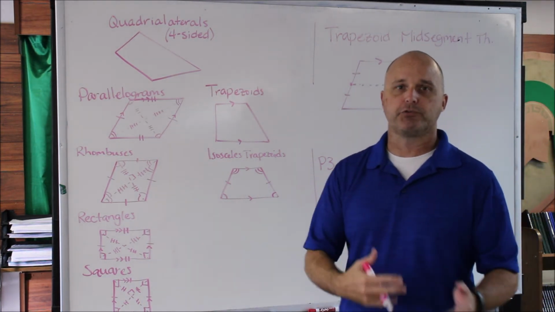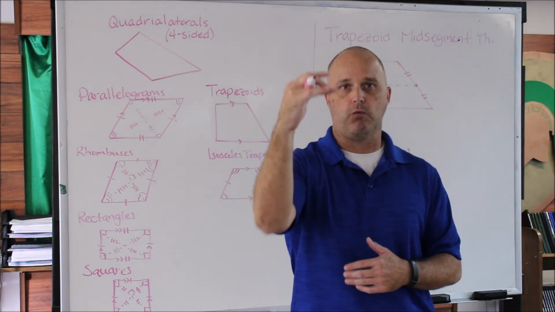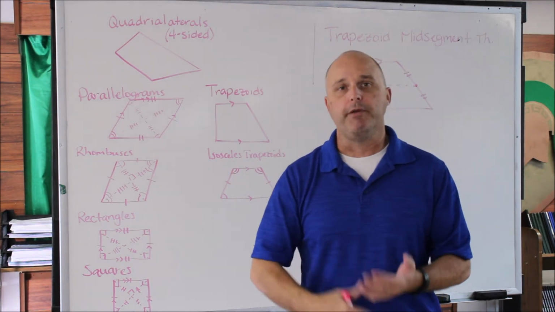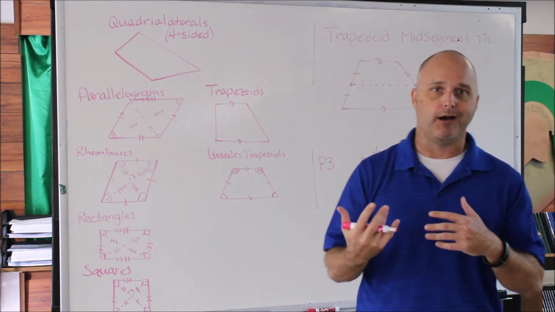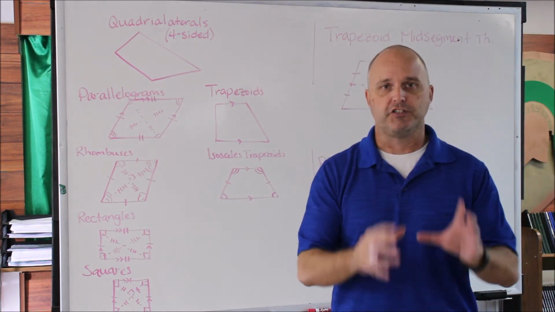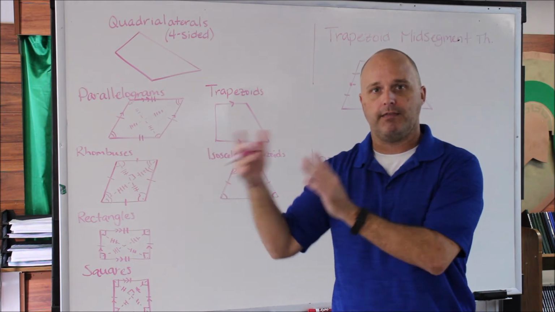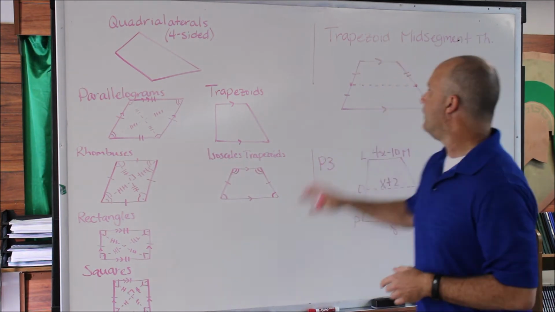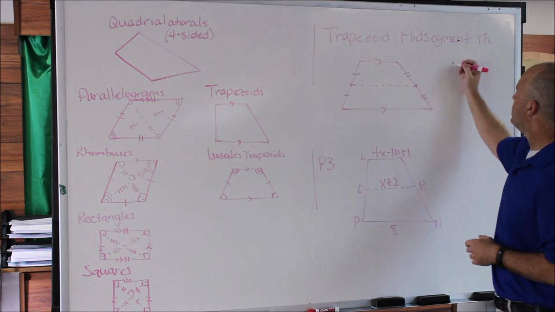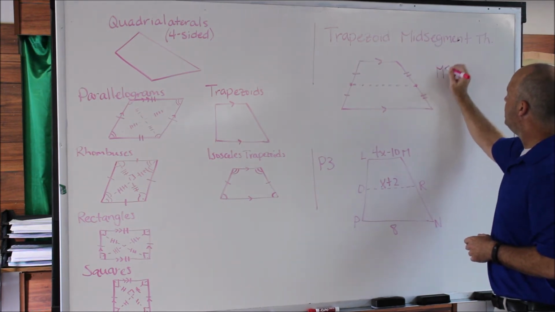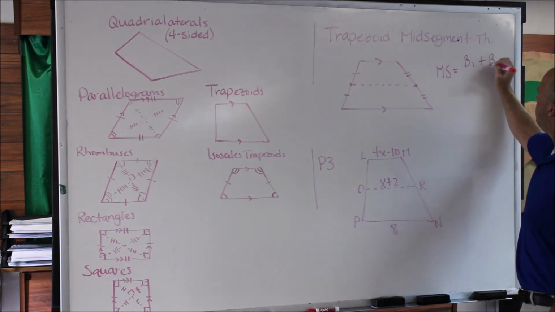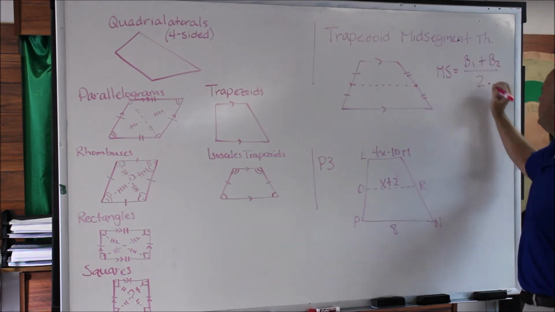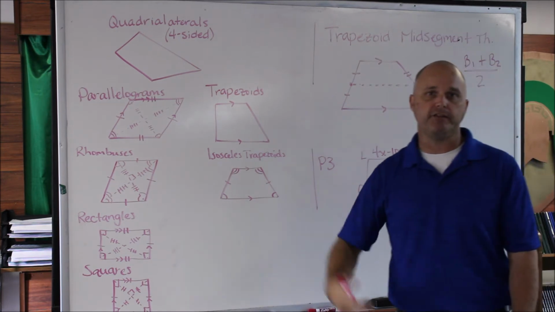Now that has a special relationship with base 1 and base 2. It's going to be the average of those things. So if you remember how to calculate average, you just add up everything and then divide by the total number. So with this, the mid-segment is going to be equal to base 1 plus base 2 divided by 2. We're dividing by 2 because there are two bases.